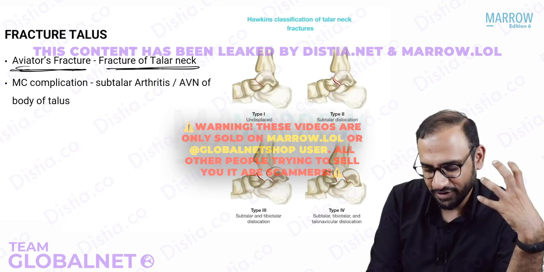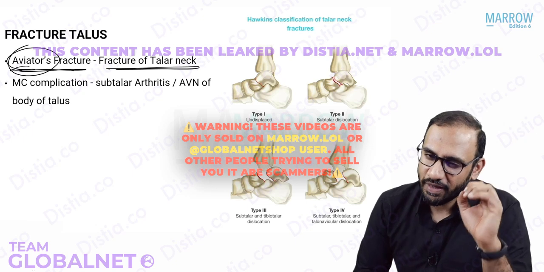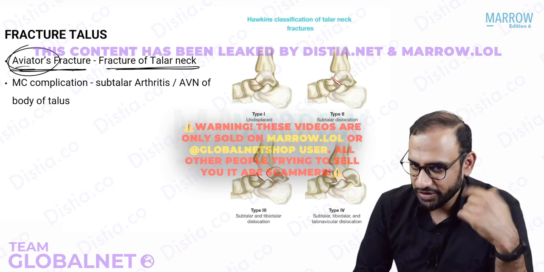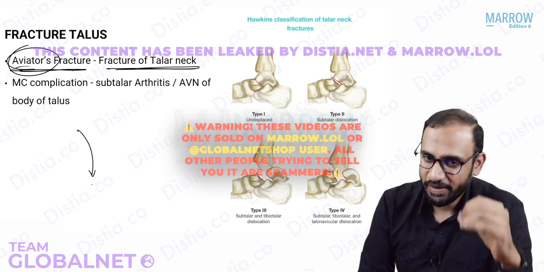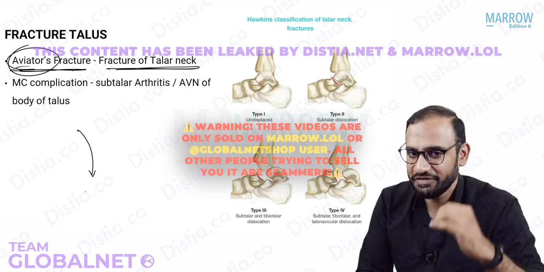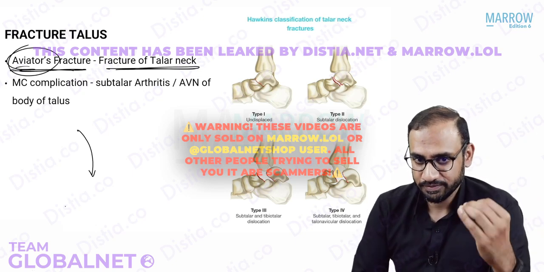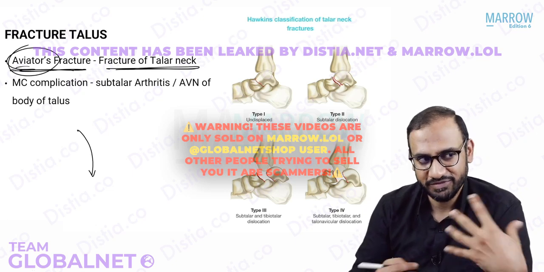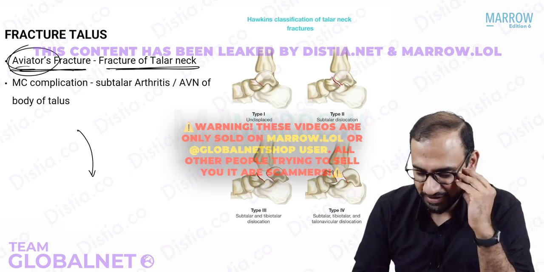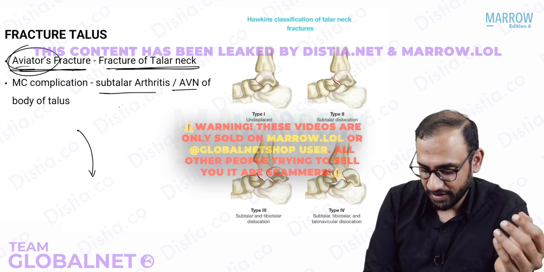Why is it called aviator's fracture? What's the story here, friends? Aviator is a pilot, and pilots, if the plane were to crash, they would jump out and use a parachute to land. Even though they would use a parachute to land, they will land with a significant force. And these pilots who landed with a significant force ended up with talus fracture. So many pilots with talus fracture, they got the name aviator's fracture. Most common complications are avascular necrosis and subtalar arthritis.